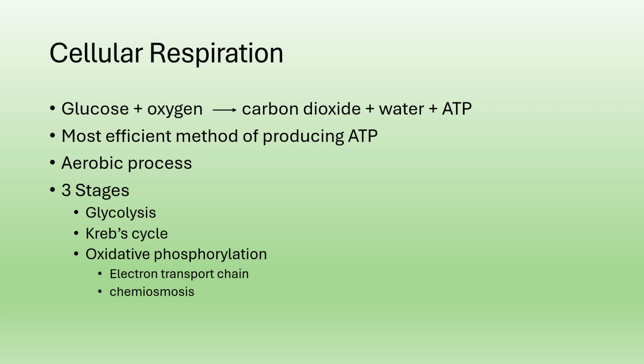Cellular respiration is broken down into 3 stages. You have glycolysis, you have the Krebs cycle, and then oxidative phosphorylation, which itself is subdivided into the electron transport chain and chemiosmosis.